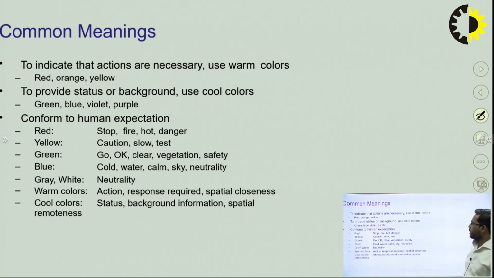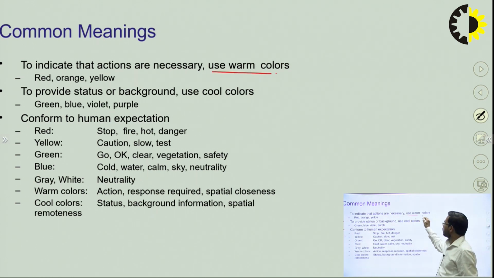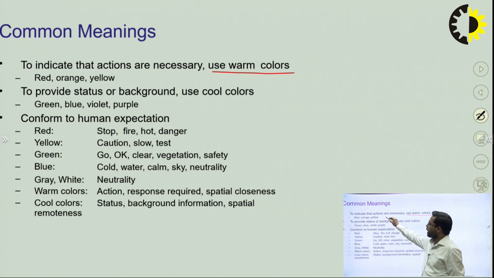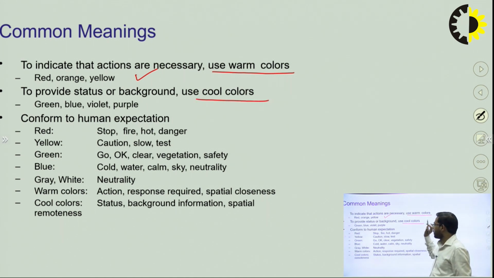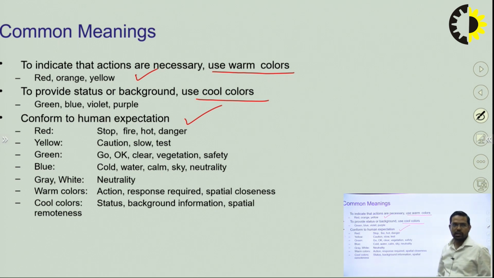What is the common meaning of colors? Different colors have different meanings, so these are some common meanings we have to discuss. To indicate that action is necessary, use warm colors. Red, orange and yellow represent that action is necessary. To provide status or background, use cool colors, that is green, blue, violet and purple. Conform to human expectation. What are the human expectations?